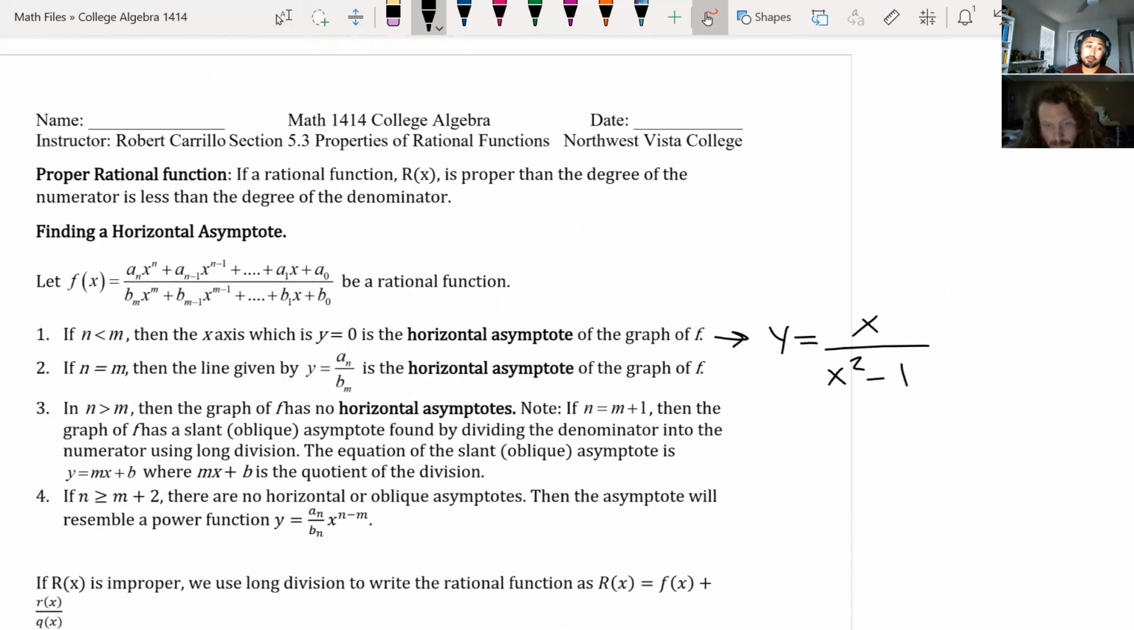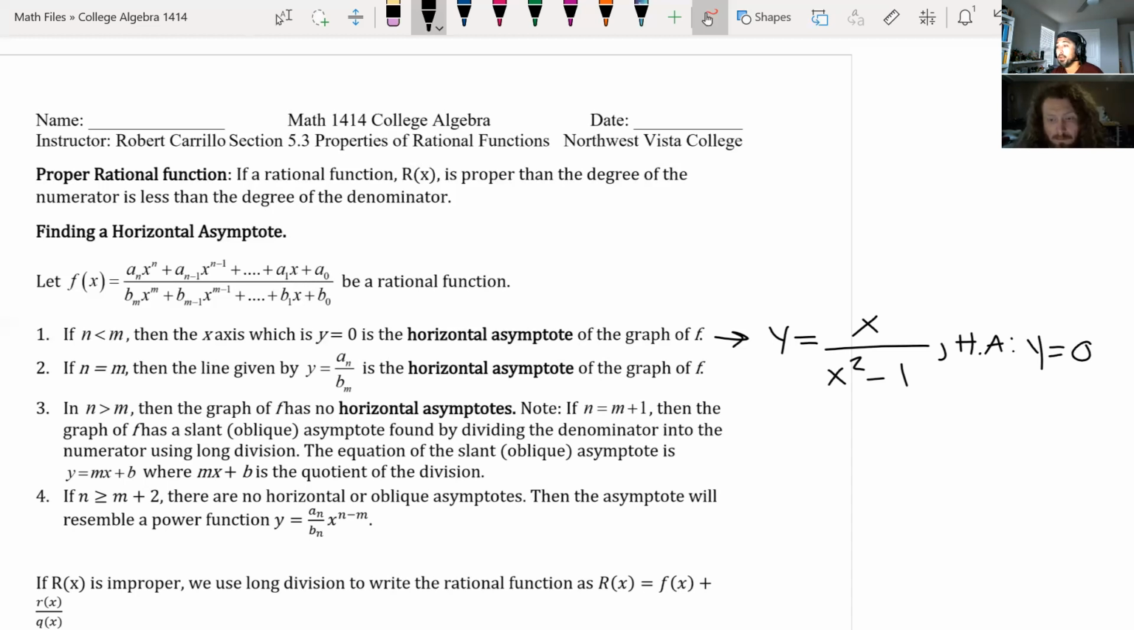Here in the numerator, my degree is 1, and in the denominator, my degree is 2. So by rule number 1, if the degree of the numerator is smaller than the degree of the denominator, this means that we'll have a horizontal asymptote at y equals 0. That one's easy, right?